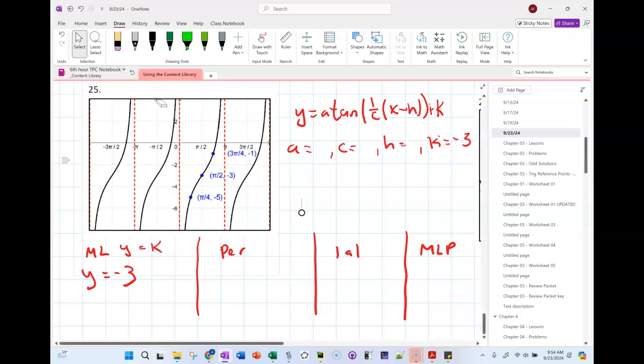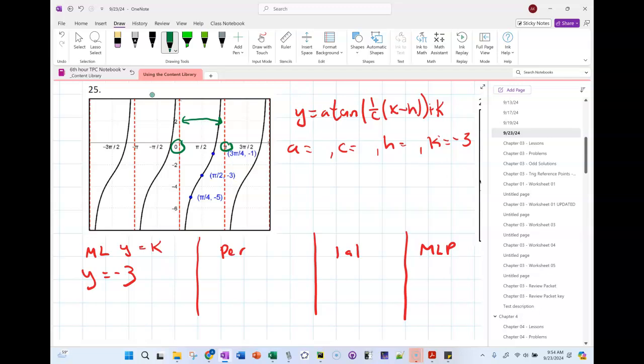Jackson, can you tell me the period? So the period is the distance between asymptotes. So if you're looking at that as a period, it's the distance from 0 to pi. So how far is that? 1 pi, right? Okay. And A, C, or H, what can I get from the period?